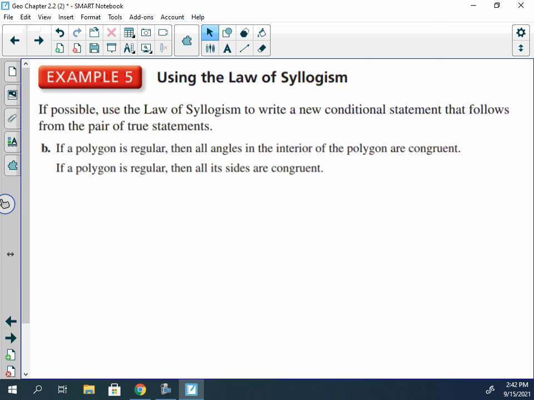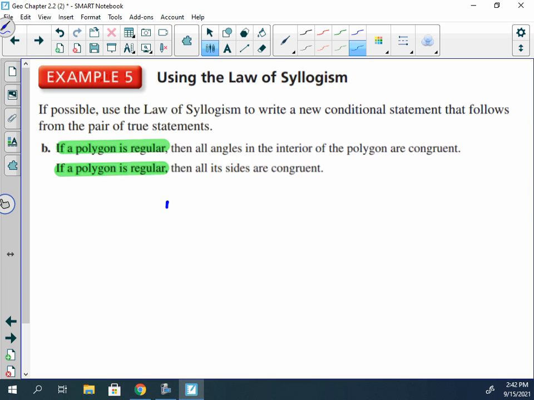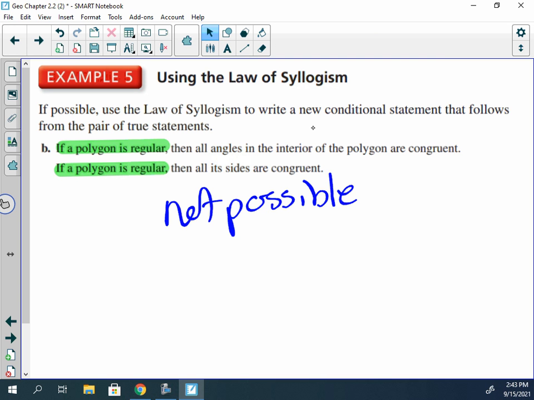Now, do we have two statements that line up? A polygon is regular and a polygon is regular, yes? Is one of them in the hypothesis and the other in the conclusion? No, they're both in the hypothesis, yes? So can we use this law? No. Because we can say not possible. We can't use the law of syllogism to actually make a new statement from these two.